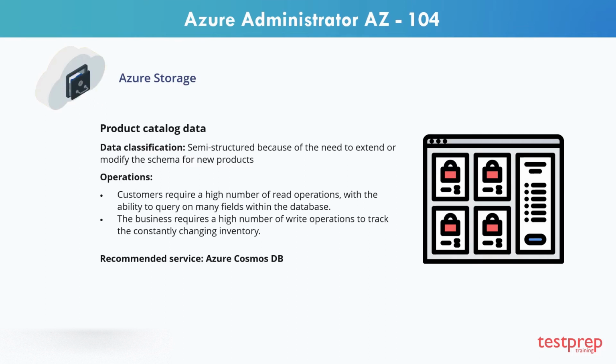1. Product Catalog Data. This type of data is semi-structured, because of the need to extend or modify the schema for new products. Customers require a high number of read operations, with the ability to query on many fields within the database. While the business requires a high number of write operations to track the constantly changing inventory. Thus the recommended service for this type of data is Azure Cosmos DB.